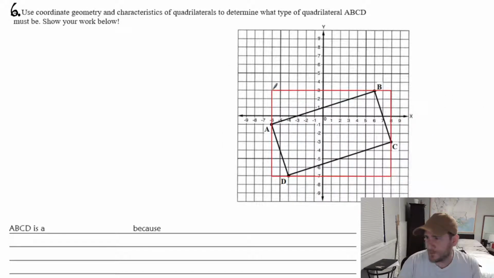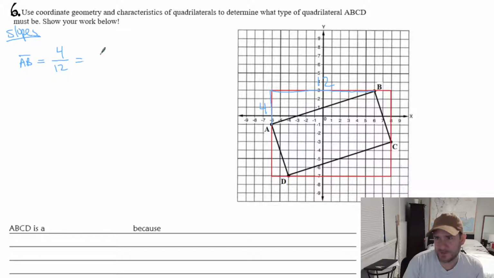So we can see at one corner, we're going to build one right triangle that will allow us to find the length of AB, or really what we're after is the slope. It's 1, 2, 3, 4. And then it's 6 to 6. So this is 12. So let's find the slopes first. And the slope of AB, we just saw that we rose 4 and ran 12. That's a slope of 1/3.